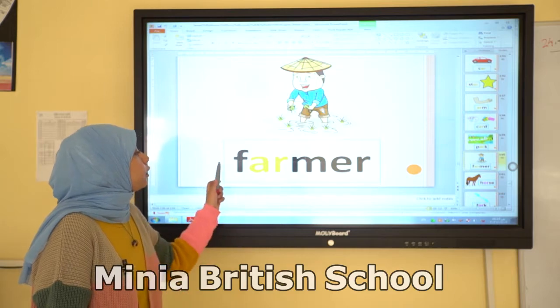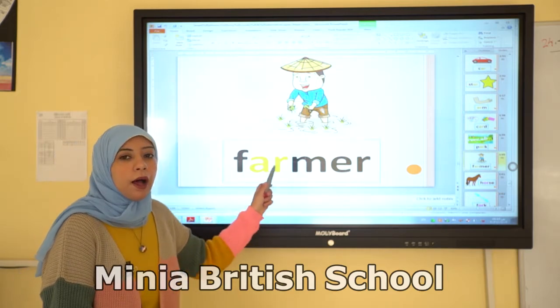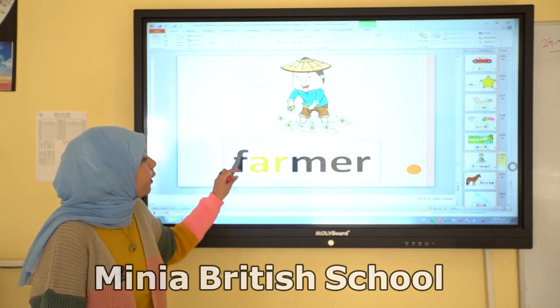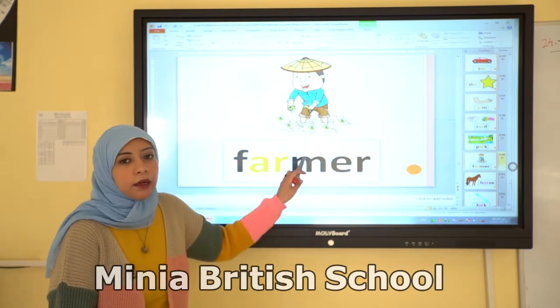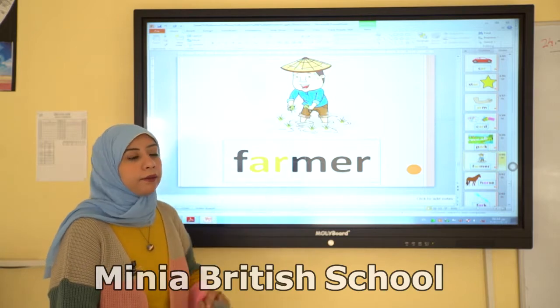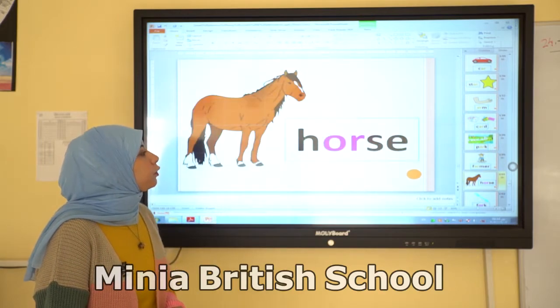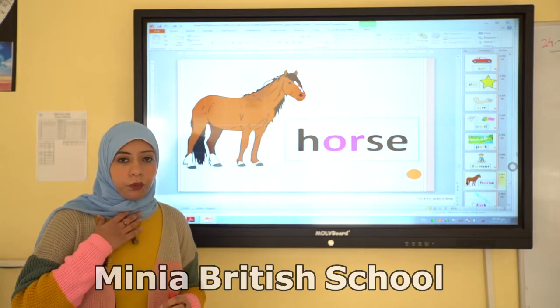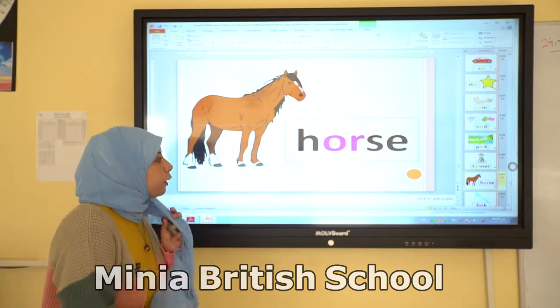Farmer. Farmer. Here we have two digraphs, a and e, a and e. So we say farmer. Farmer. Okay, Kiji. So, now we have our second digraph today.